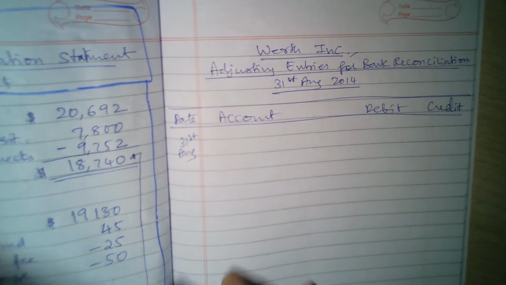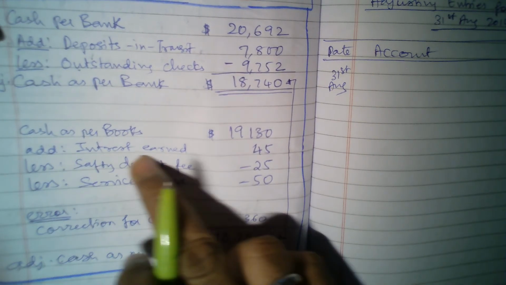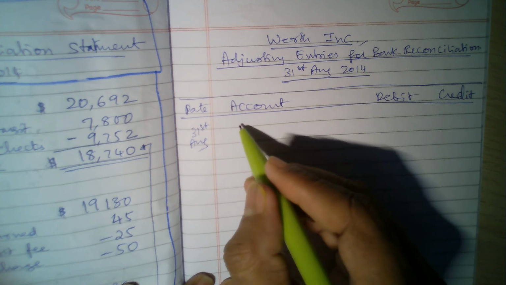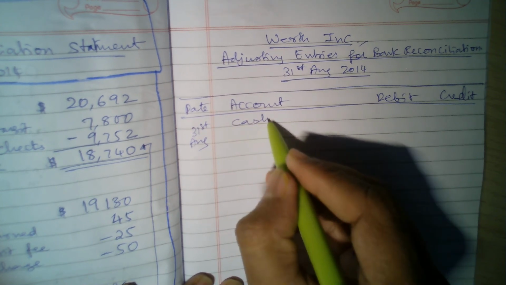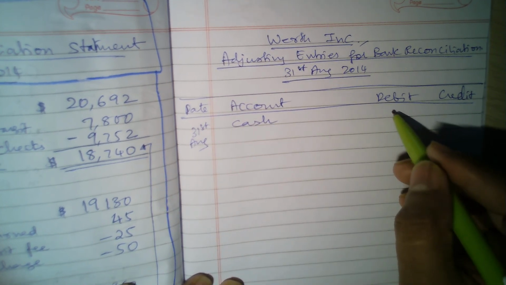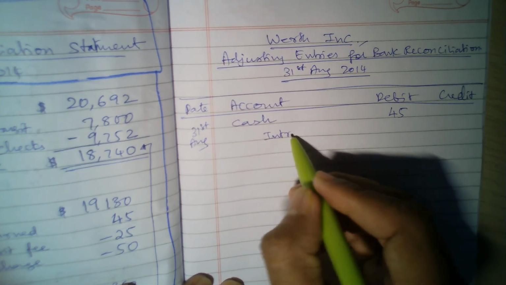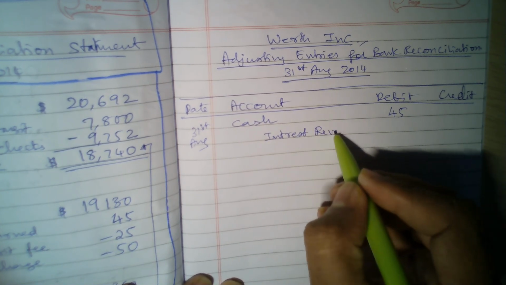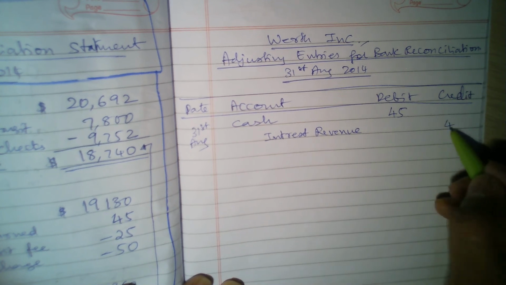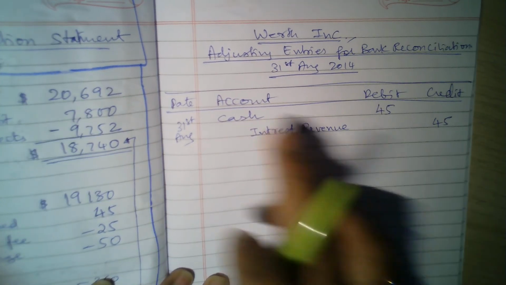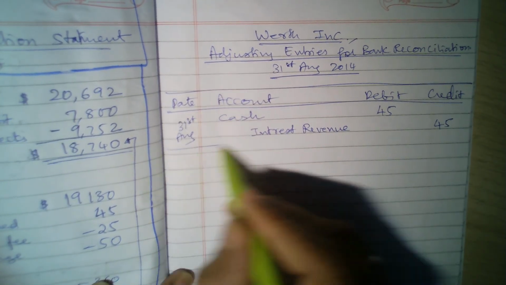So what is the first adjustment in the cash? That is interest earned, 45. So cash will be debited by 45 and interest revenue will be credited by 45. So this is the entry for the first transaction.